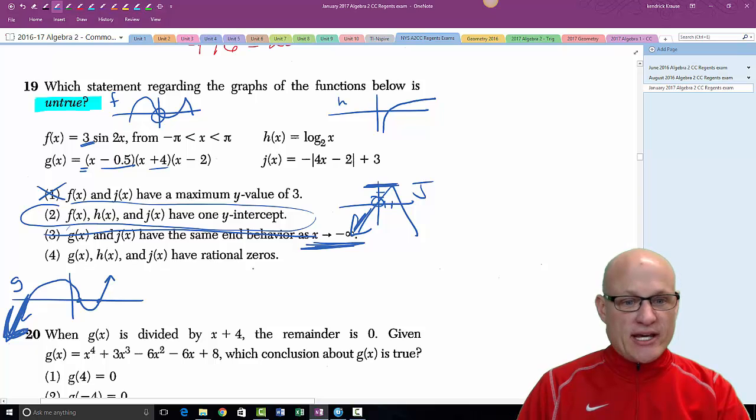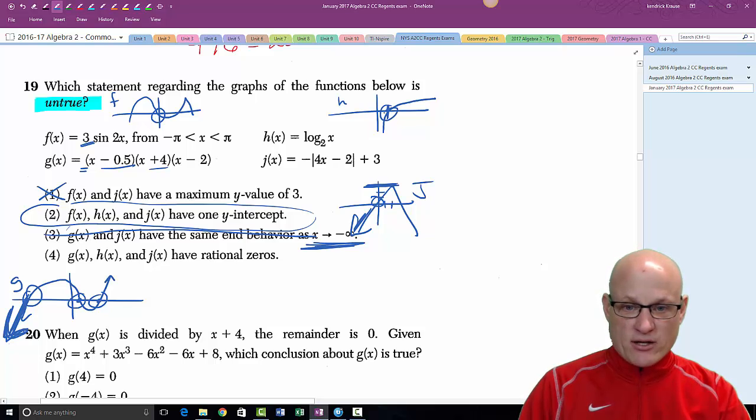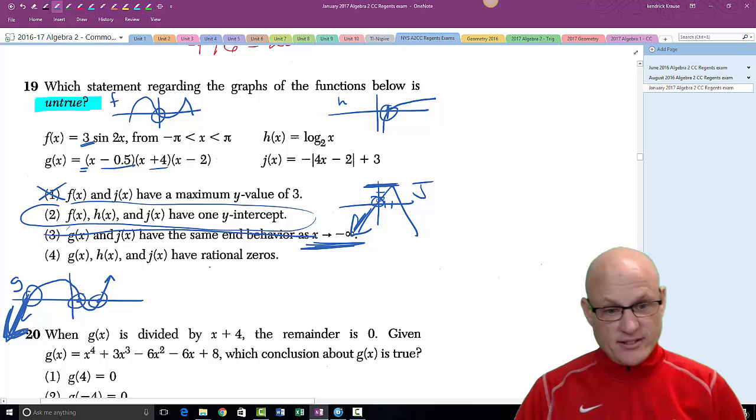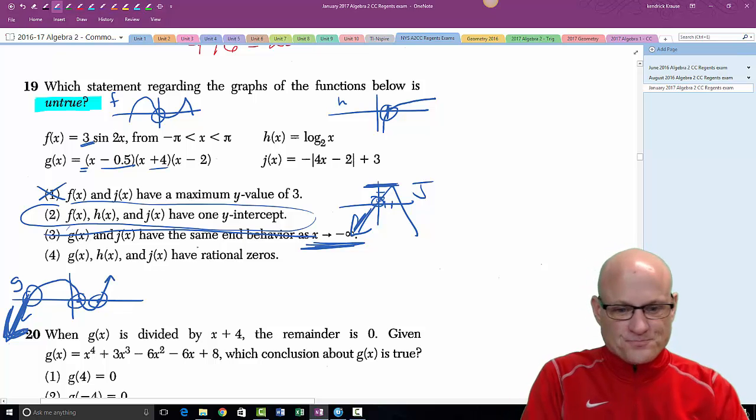G, H, and J have rational zeros. Well, let's see. G has rational zeros. I know that one. H, it goes through 0, 1. You have to remember that. That's got a rational 0. And J has a rational 0, yes. So, yeah, that's it. Choice 2 is the answer.